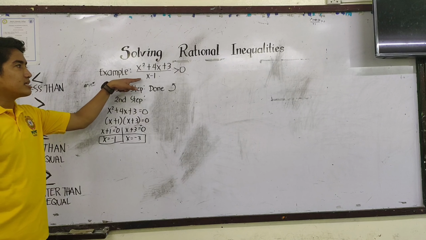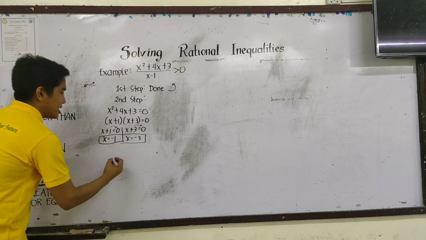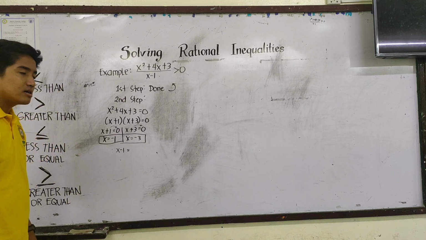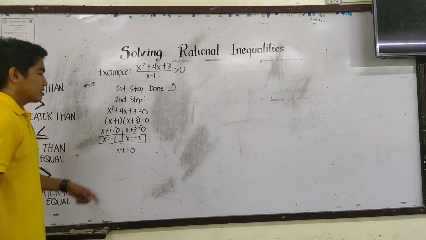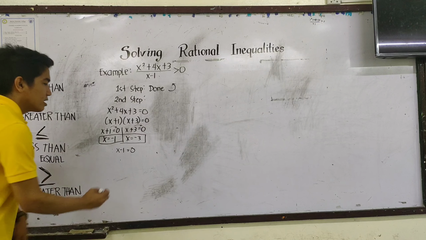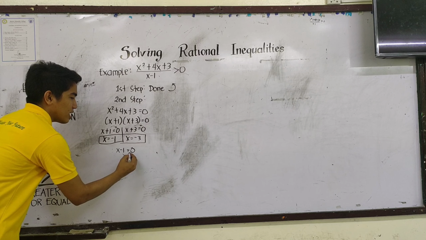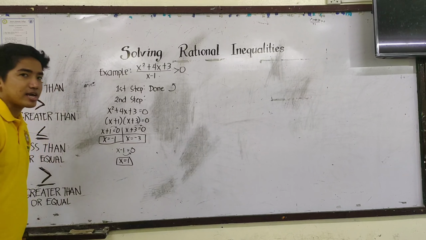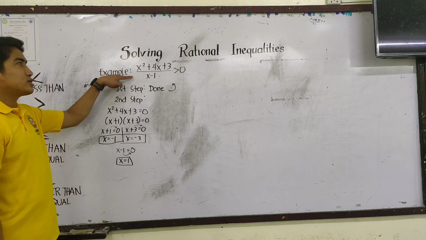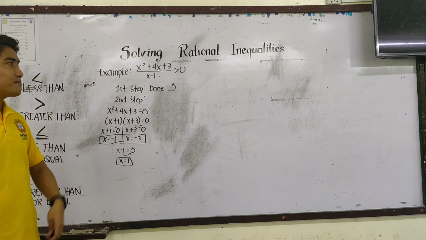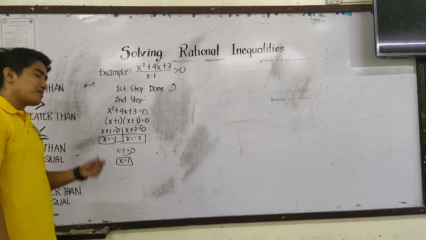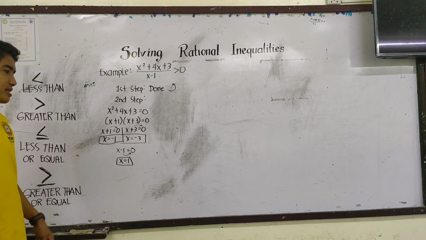Next, sa ating denominator naman. So, si denominator, which is x minus 1, i-equal din natin siya by zeros. So, si x minus 1, transpose natin si negative 1 sa ating right side, so it will become x is equal to positive 1. So, we have 3 values of x dito sa ating equation na x squared plus 4x plus 3 all over x minus 1 is greater than or equal to 0. So, meron siyang tatlong value ng ating x.